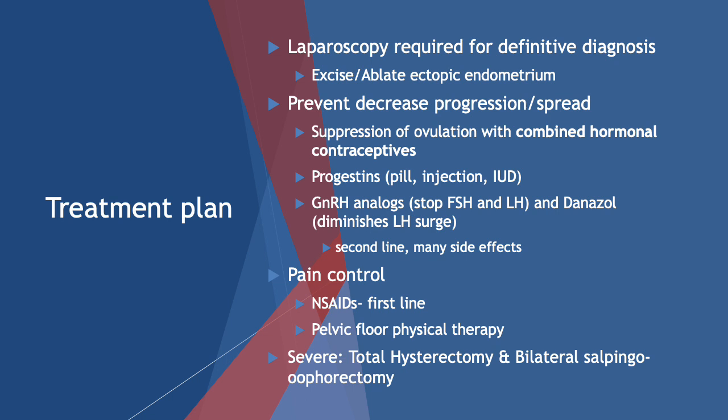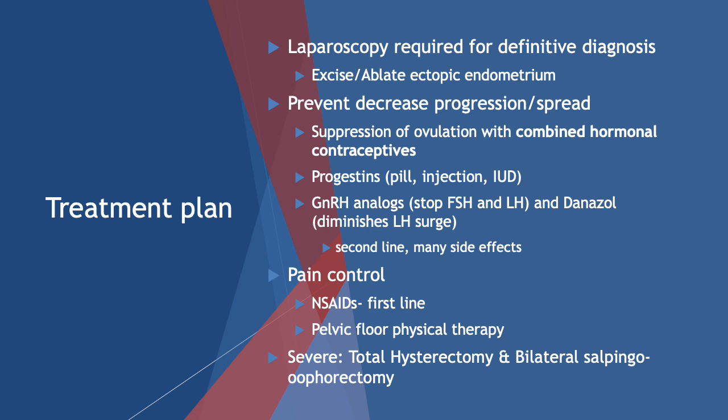So for PN's potential treatment plan, laparoscopy is required to make a definitive diagnosis. And then if we presume that it is positive for endometriosis, while they're in there, they can excise or ablate any ectopic endometrial tissue. Medication can also be used to prevent the progression or spread, but there's no cure for endometriosis.